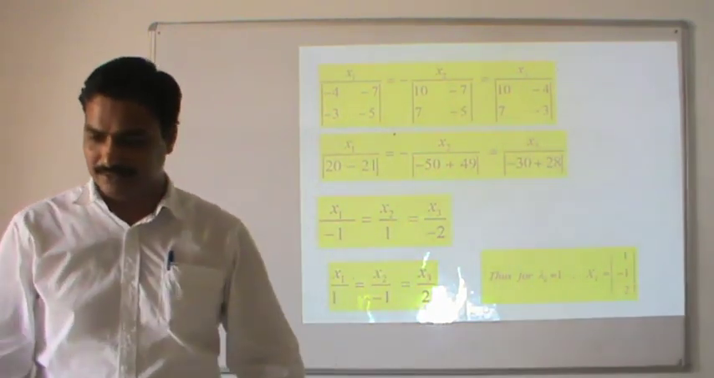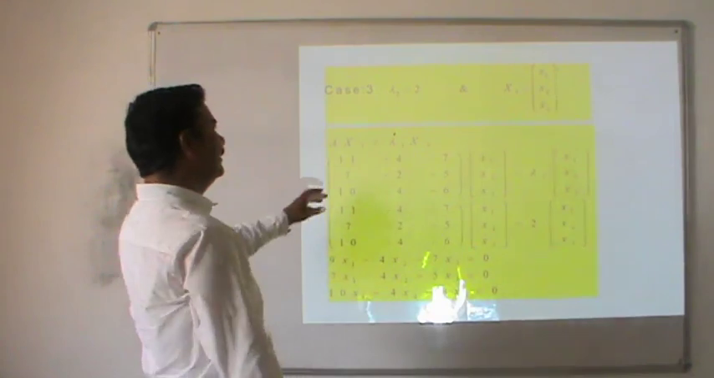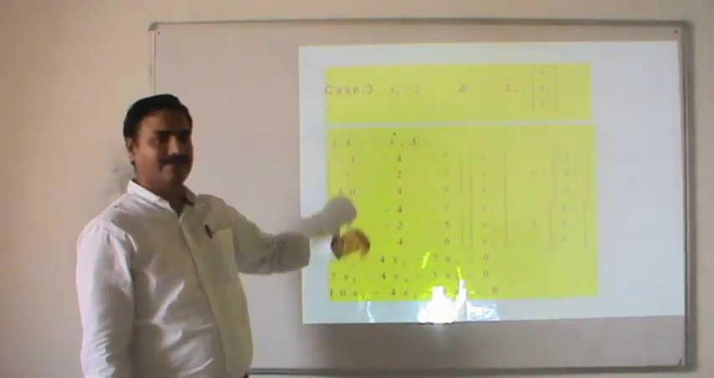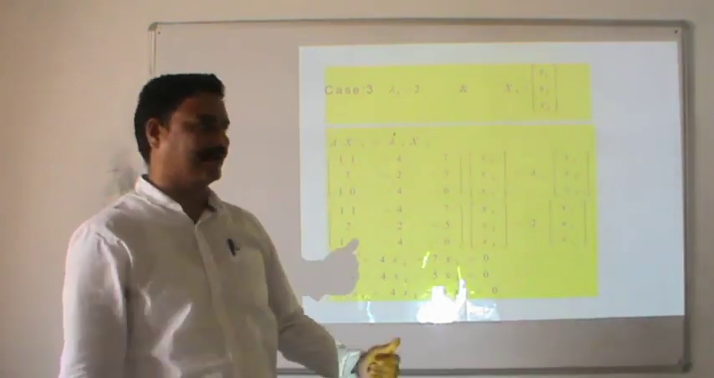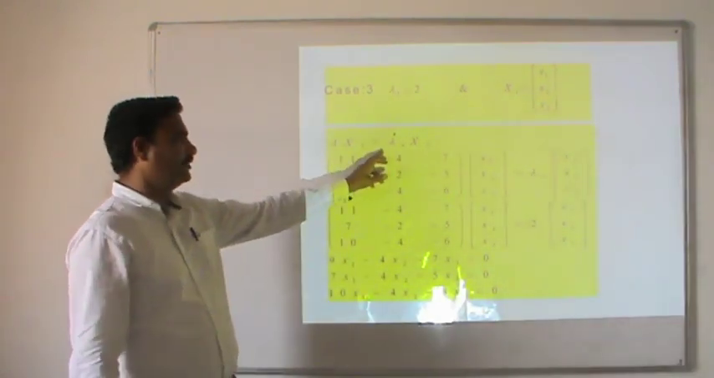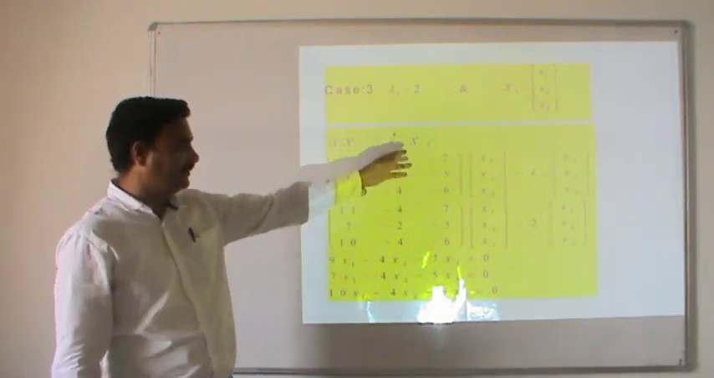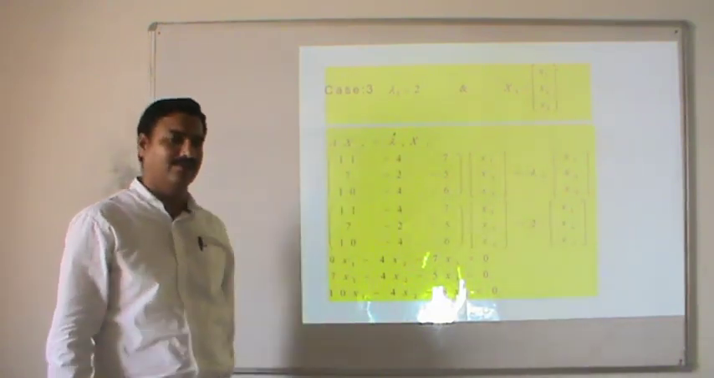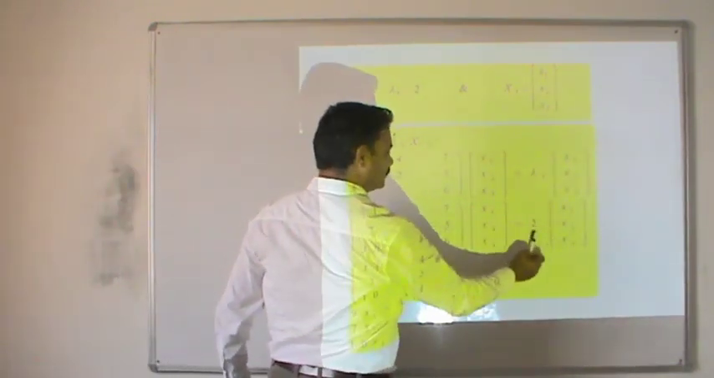Similarly, we determine the third eigenvector, case 3, lambda 3 equal to 2. So our third eigenvalue is 2, and let us consider X3 as the third eigenvector. AX3 is equal to lambda 3 X3. We proceed in a similar manner. Instead of lambda 3, we write 2 because our third eigenvalue is 2, and multiply this: 2x1, 2x2, 2x3.